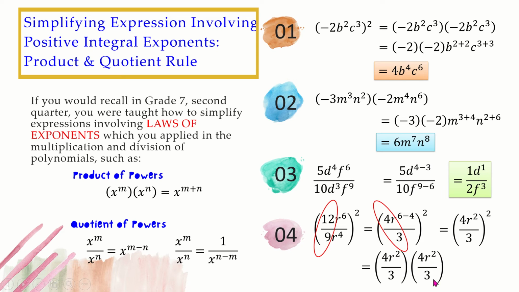So that we do not get confused, because the exponent is 2. Next, we multiply 4 times 4, 16, r squared and r squared. Product of powers, meaning same base r, so we add exponents 2 plus 2, which is 4. The denominator 3 times 3 is 9. So that would be our final answer. And we cannot reduce 16 over 9 because 16 is an even number and 9 is an odd number. Their divisibility is different. 16 is divisible by 2, and 9 is divisible by 3. So therefore, we could not reduce that final answer of number 4.